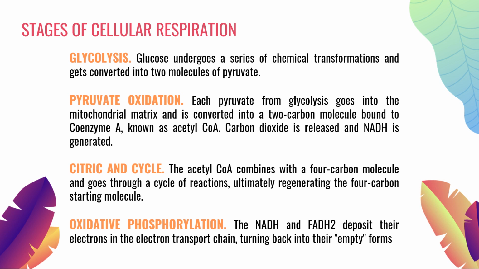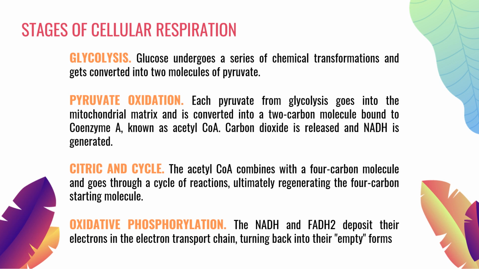There are 4 stages of cellular respiration. The first one is glycolysis. In glycolysis, glucose, which is a 6-carbon sugar, undergoes a series of chemical transformations. In the end, it gets converted into 2 molecules of pyruvate, which is a 3-carbon organic molecule. In these reactions, ATP is made and NAD+ is converted into NADH.